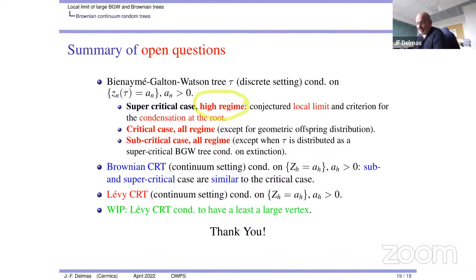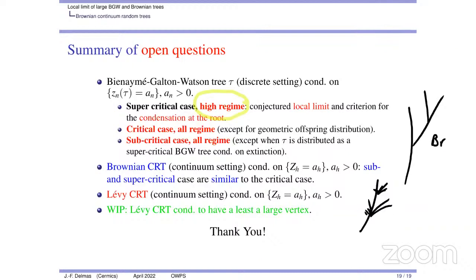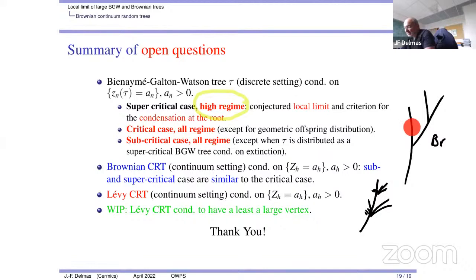And what is the difference between the Brownian continuum random tree and the Lévy continuum random tree? I would say that in the Brownian continuum random tree, you have this kind of picture, and in the Lévy tree, you have this kind of picture. In the Lévy tree, this vertex has an infinite number of children. Here, if this is a branching point, you have only two children. If this is not a branching point, you have only one child. And if you are a leaf, you have no child at all. Whereas here, if you are a branching point, you have an infinite number of children.